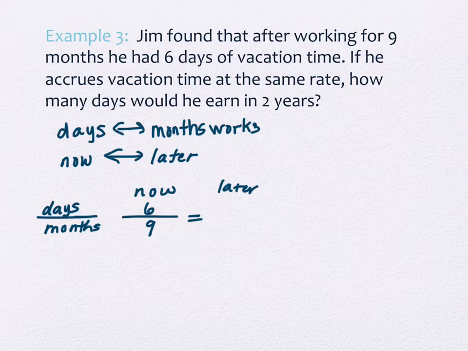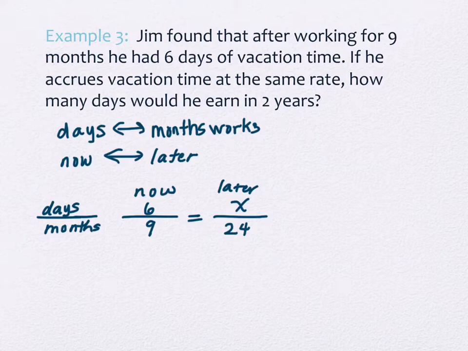Now let's go to the other side of the equation. I don't know the number of days of vacation later. That's what I'm being asked to find, right? So this is the unknown quantity. How many months will he have worked in this future later period of time? A total of 24. That's the 2 years part, and that's, Emma, why I didn't need the 2. It's because I'm just going to turn them into months.